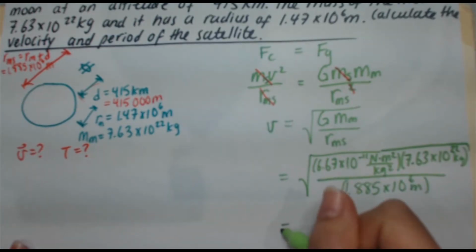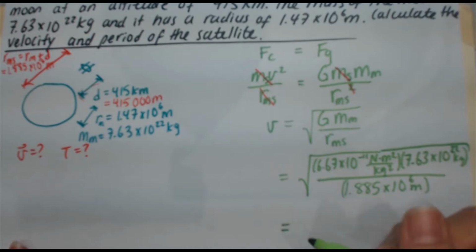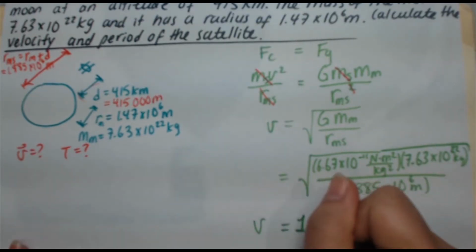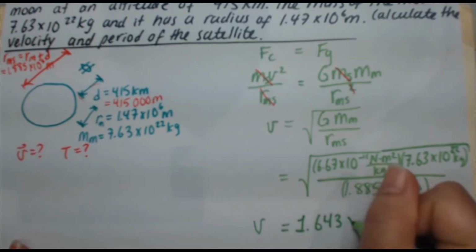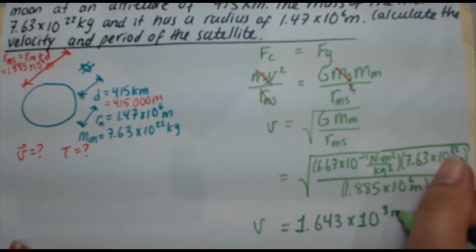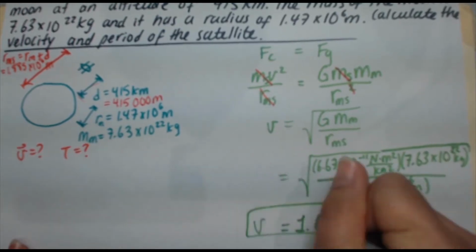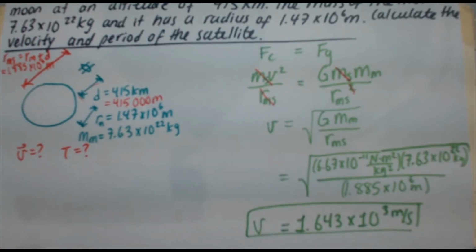Okay, so at this point, you just have to be careful not to make any errors as you punch it in your calculator. But if you do everything correctly, you should be getting a speed of about 1.643 times 10 to the 3 meters per second. Okay, so there's the velocity for the satellite.